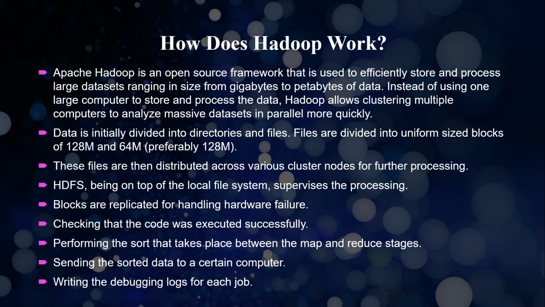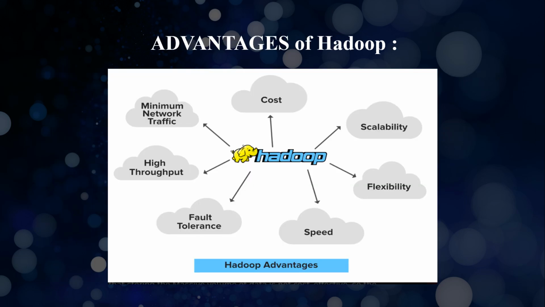Hadoop runs code across a cluster of computers. This process includes the following core tasks that Hadoop performs. The data are initially divided into directories and files, the files are then distributed, HDFS sits on top of the local file system, blocks are replicated, and it checks that the code was executed successfully, performs the sort for the MapReduce task, sends the sorted data, and writes the debugging logs for each job. There are so many advantages of using Hadoop. Here are a few listed: cost, scalability, flexibility, speed, fault tolerance, high throughput, minimum network traffic.